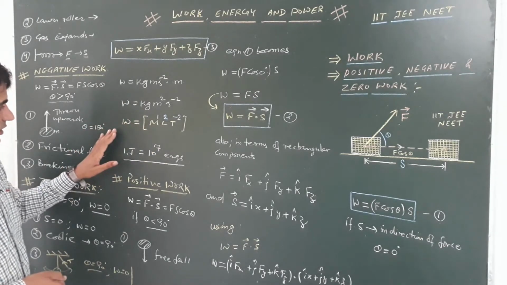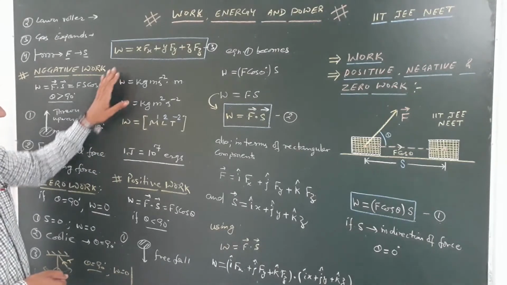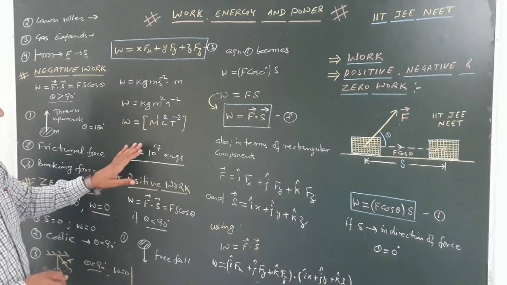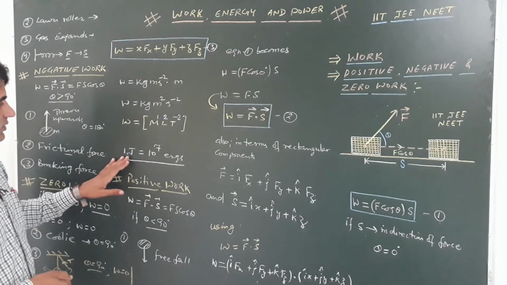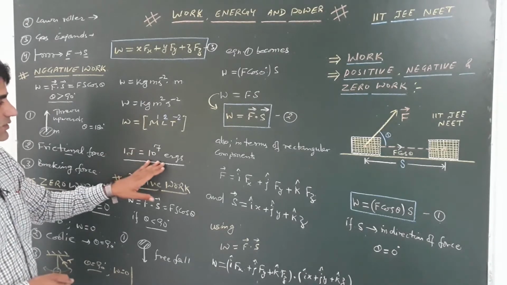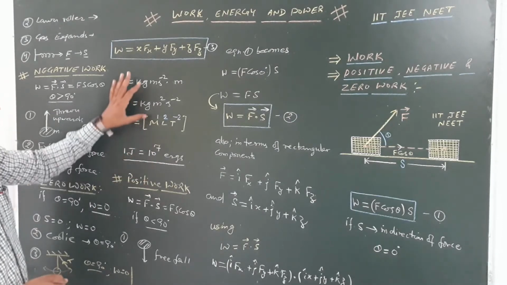We can also write the units of work. The SI unit is joule and the CGS unit is erg. The relation between them is 1 joule equals 10 to the power 7 ergs. So these are the units and dimensions of the physical quantity work.